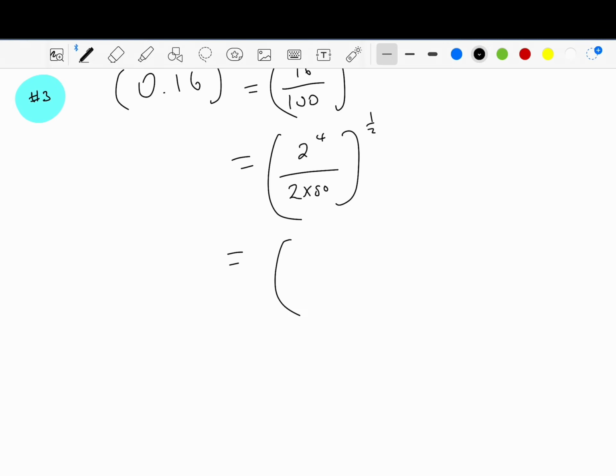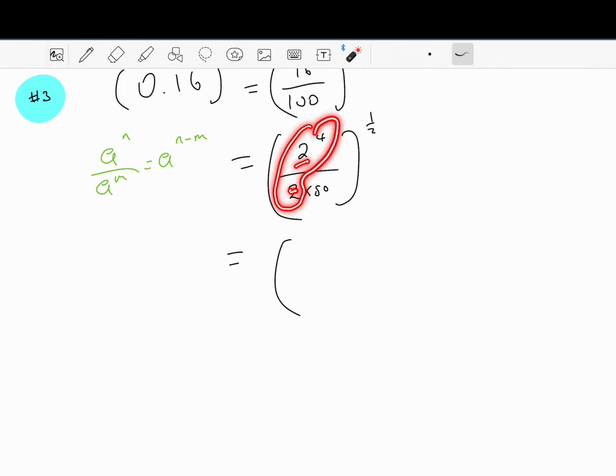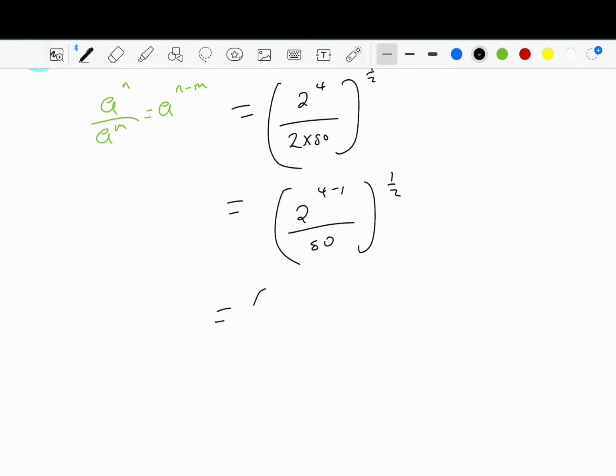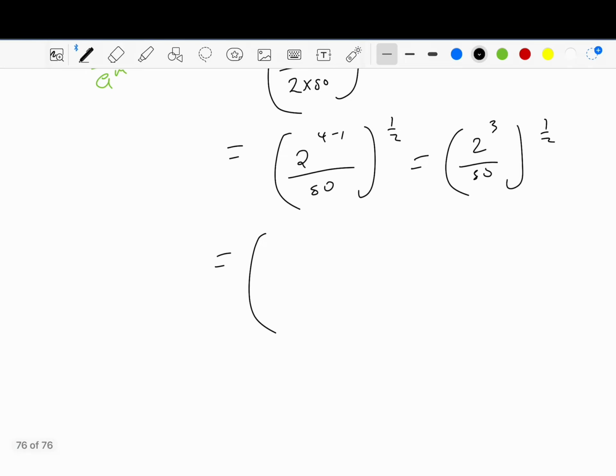Okay, and then we know there's a rule that says if you have a power n over a power m, the bases are the same and you're dividing, so you're going to minus the exponent. And we have this case here. Bases are the same, therefore you minus the exponent. So it's going to be 2 power 4 minus 1 over 50. Make sense? Just hear me out. This could be written as 2 power 3 over 50. Okay. Now you've got 2 power 3 over 50.